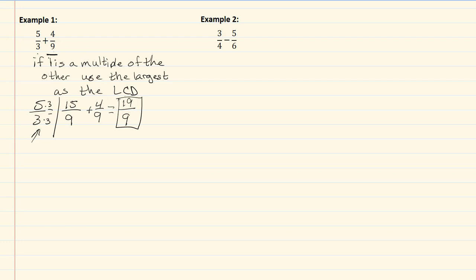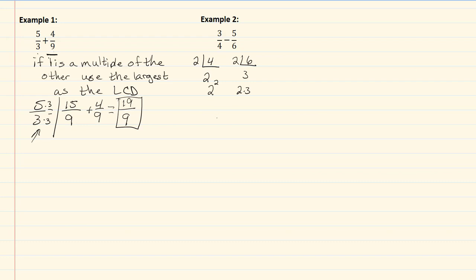In example 2, we have 3/4 and 5/6. Now 4 and 6 have common factors. One is not the multiple of the other. So I've got two things I could do. I could go and do the prime factorization of them both. So here I'm doing 4. That would give me 2 squared for my 4. And for 6, I would get 2 times 3.